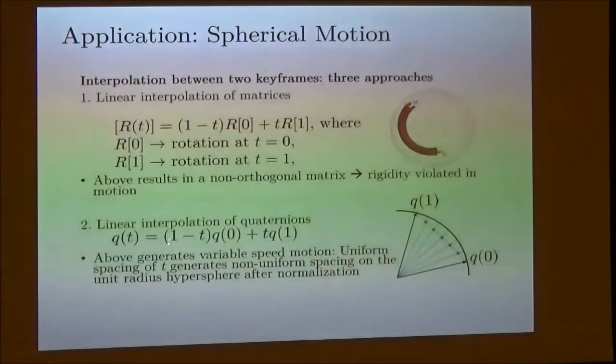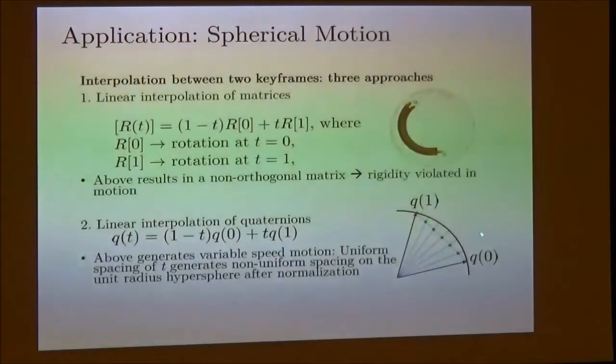You can also do linear interpolation of the quaternions. You'll have two quaternions, each of them representing a rotation at the two ends, and if you do that, you basically get Q as a function of time. So if t is changing uniformly between Q0 and Q1, you will get quaternions that are uniformly spaced. And of course, they're not going to be unit quaternions, just like the rotation matrices won't be orthogonal. You can project them onto the unit hypersphere to get the unit quaternions.